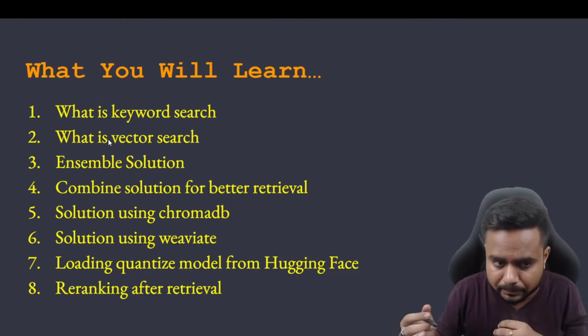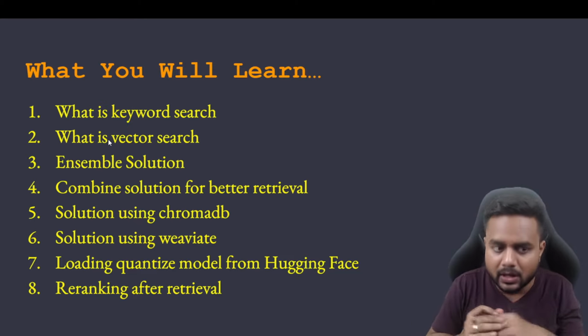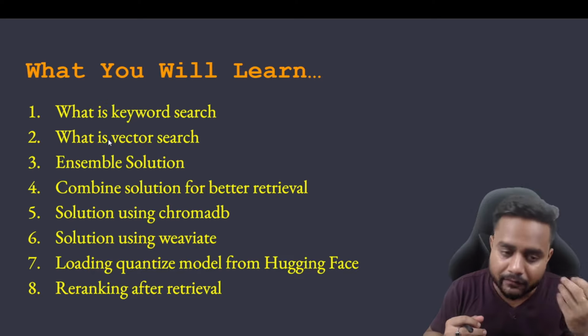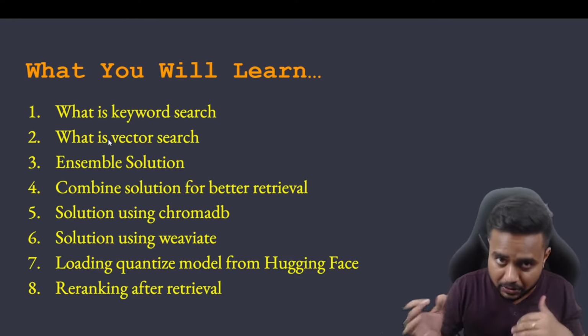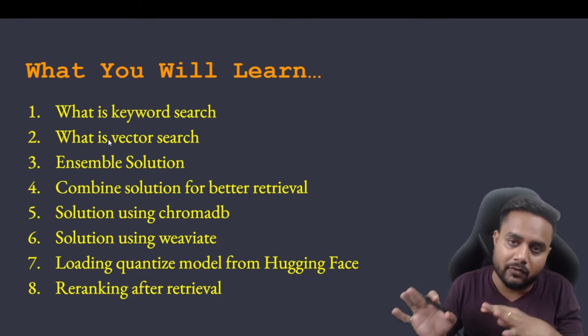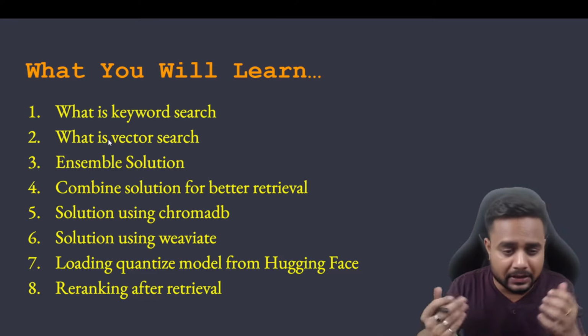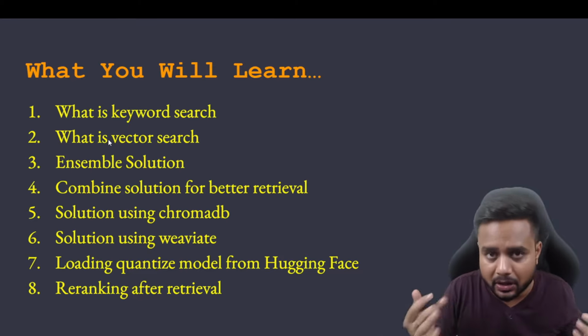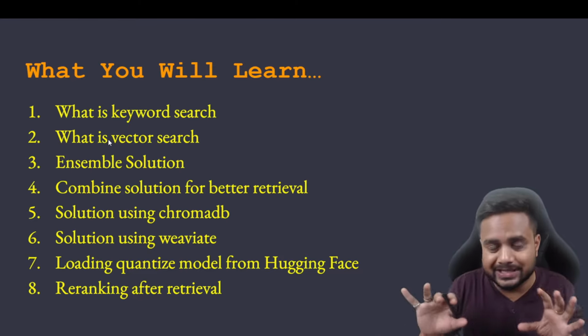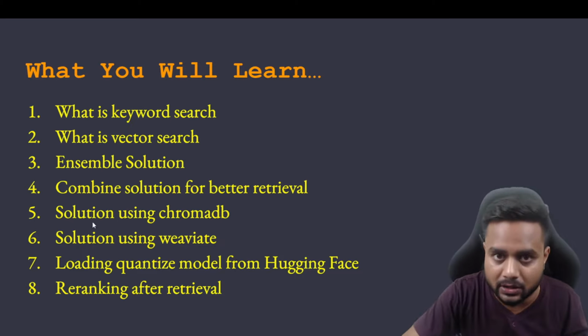to the LLM. Next, we'll try to do this using ChromaDB. We'll perform the same thing using Weaviate, because Weaviate also has hybrid search. I will be showing you that. Here we are going to load the quantized model from Hugging Face, so no need to worry about any APIs. And after the retrieval, we're going to learn about re-ranking also. This is my main motto for this entire session. I hope this is clear to all of you now.